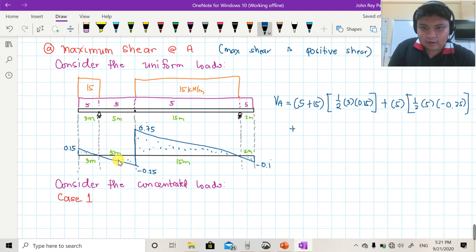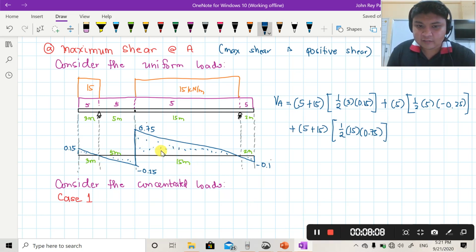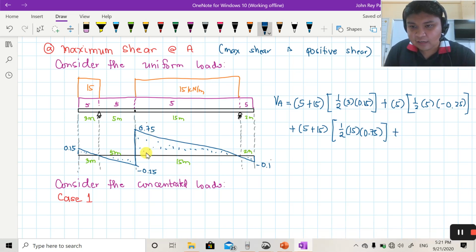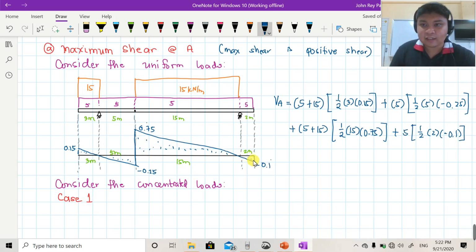And another 5 plus 15 ulit class, and the area to be considered is 1/2 times 15 and 0.75. I am now referring to the largest triangle here. So lastly, ganun din dito, another 5 na naman, pero negative yon, 1/2 times 2, negative 0.1. I am referring to the small one in the right overhang.